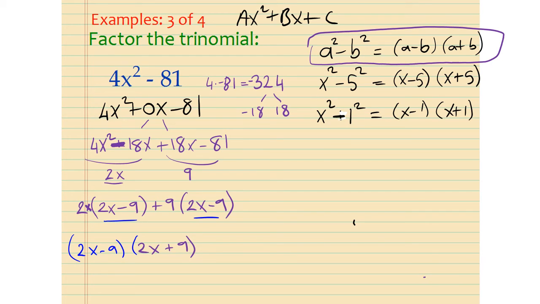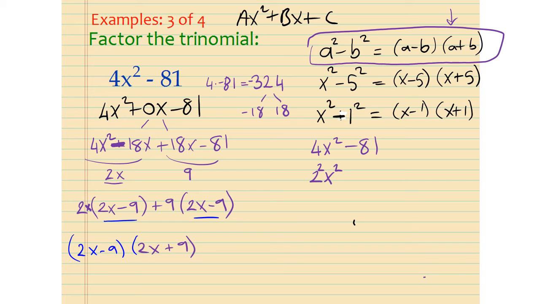Sometimes in our questions you might see a difference of two squares. Then you can use this rule to quickly factor it. Our example is 4x squared minus 81. Let's check to see if this is a difference of two squares. 4 turns out to be 2 squared. x squared is also a perfect square.